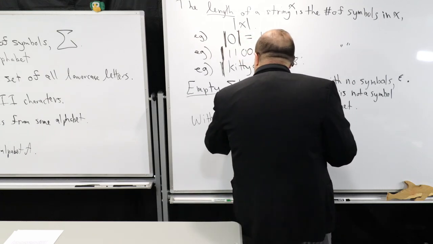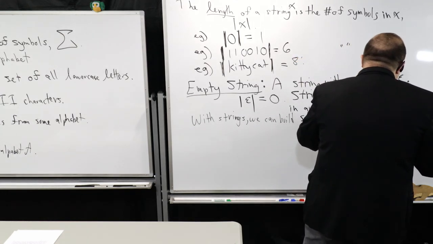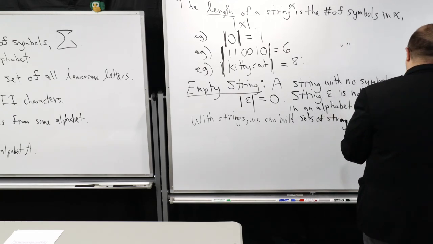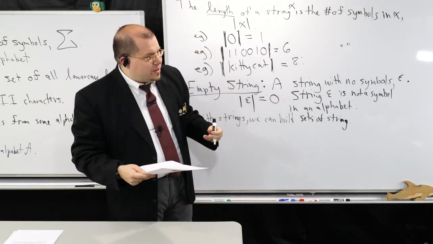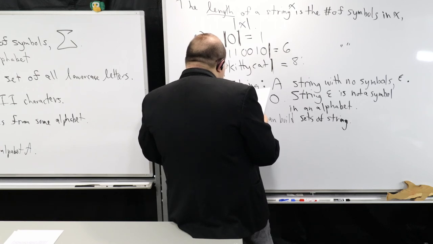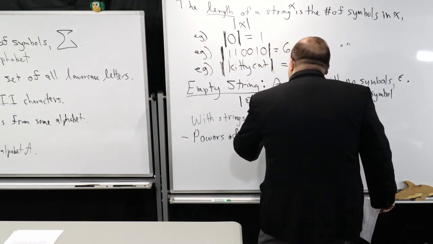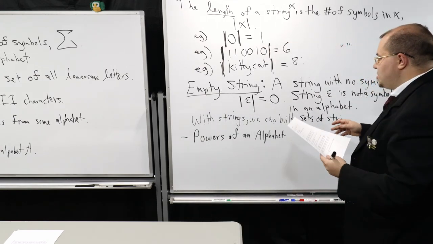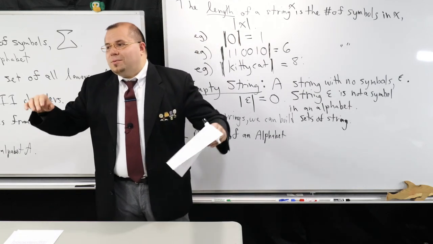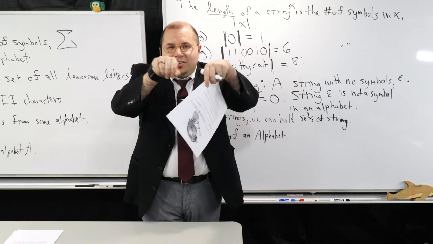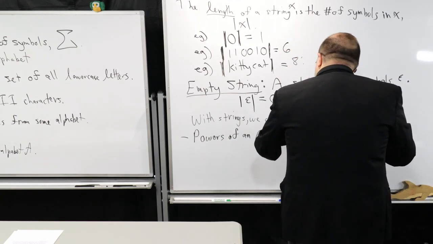So with strings, we can build sets of strings. I'm going to denote some special sets of strings that we'll be using quite often in this class. I'll start off with so-called powers of an alphabet. You're going to find very quickly that when we talk about strings, you're going to remember a notion you might have. Has everybody here heard of string concatenation before? You may know if you take two strings, you can concatenate them together. You can append one onto the other. We'll have a mathematical way of describing that in a moment. So powers of an alphabet, you're going to find that this is related to this.